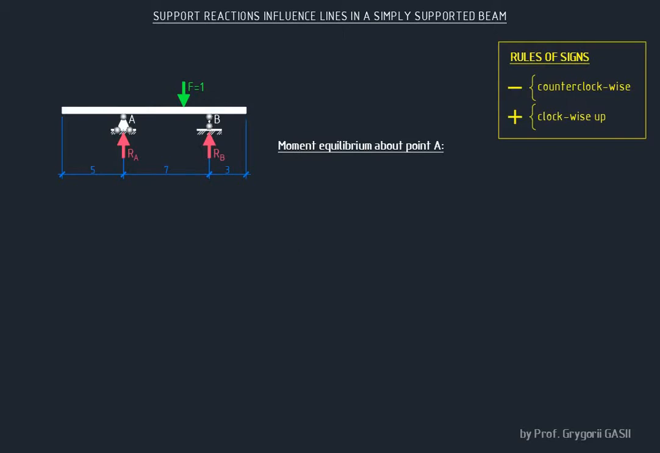Now, let's write the equation of moment equilibrium about point A to determine the support reaction RB. But for this, we must know the distance from point A to load F, and as the load is movable, this distance is variable. Therefore, we denote this distance by the variable x. In this example, we took the origin of the coordinate system at point A because it's convenient, but in general, it can be taken at any point on the axis of the beam.